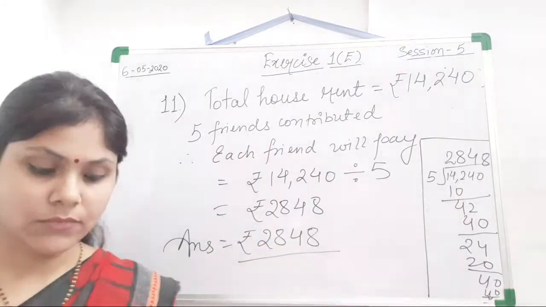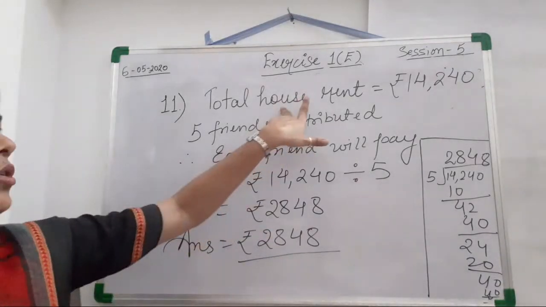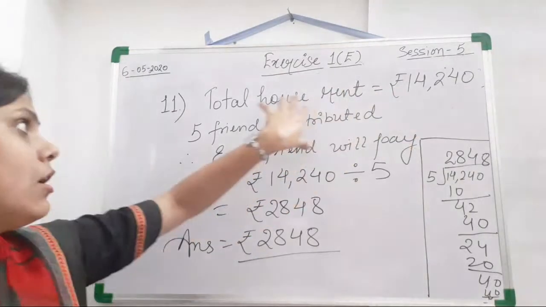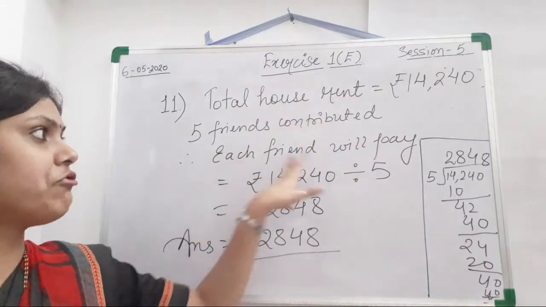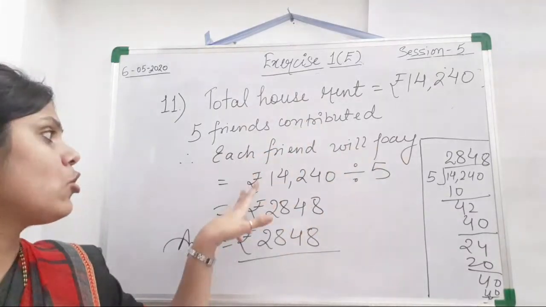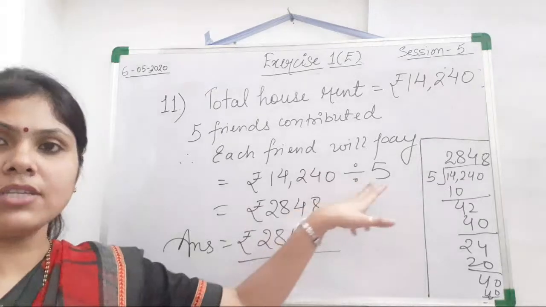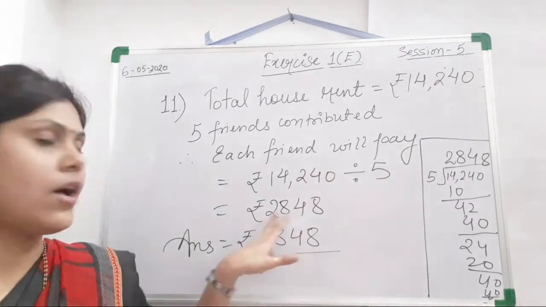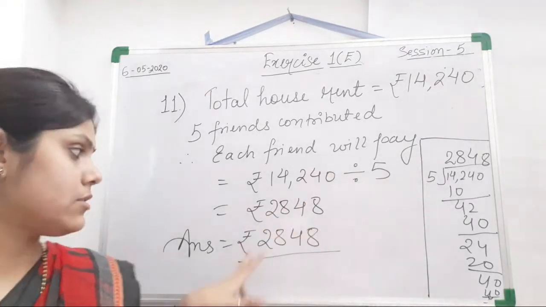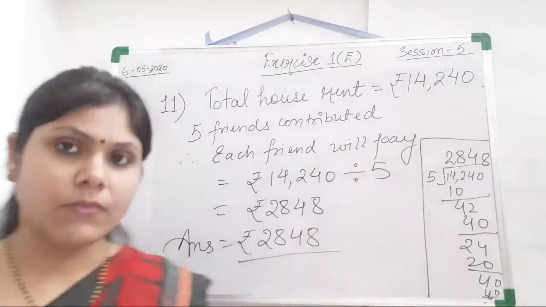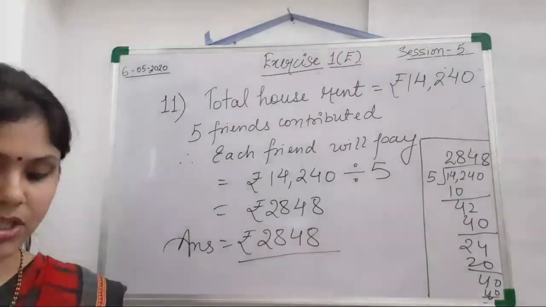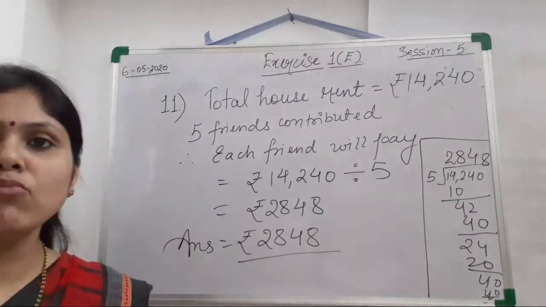Total house rent is given this much. Total number of friends contributed: 5. 5 friends contributed, so each friend will pay how much rupees? Rupees 14,240 divided by 5. So the answer will come in rupees 2,848. I think this much is clear to you all.